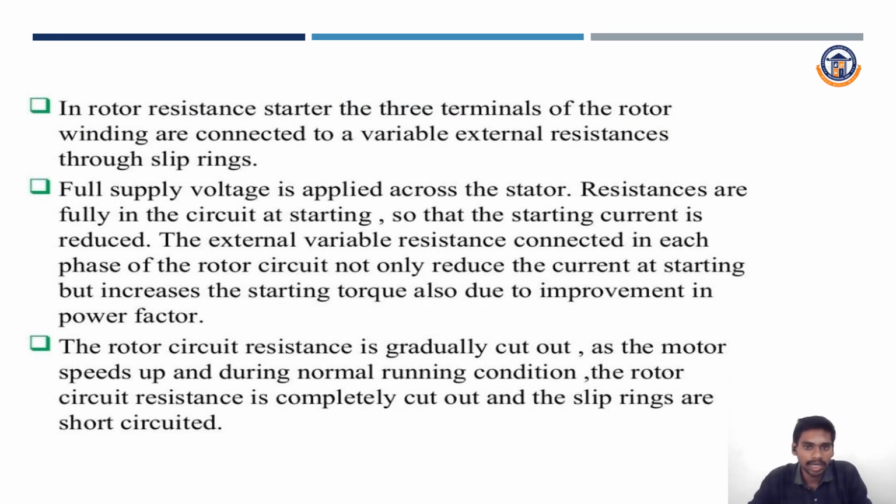In a rotor resistance starter, the three terminals of the rotor winding are connected to a variable external resistance through slip rings. The variable external resistance will be either resistor form or rheostat. Full supply voltage is applied across the stator. Resistance is fully in the circuit at starting so that starting current is reduced. The external variable resistance is connected in each phase of the rotor. So it not only reduces the starting current but also increases the starting torque, due to improvement in power factor. The rotor circuit resistance is gradually cut off as the motor speeds up during normal running condition. The rotor circuit resistance is completely cut out and the slip rings are short circuited.